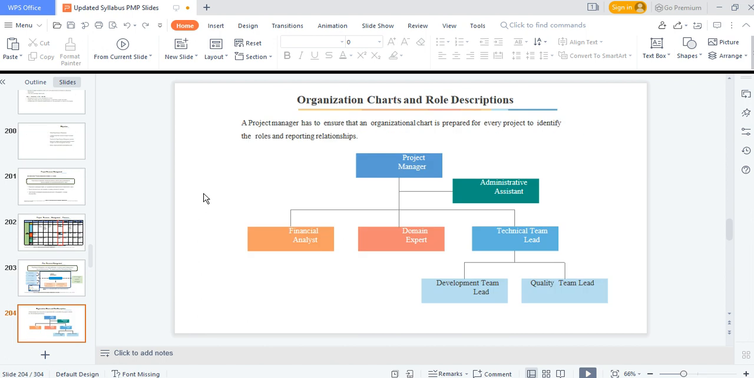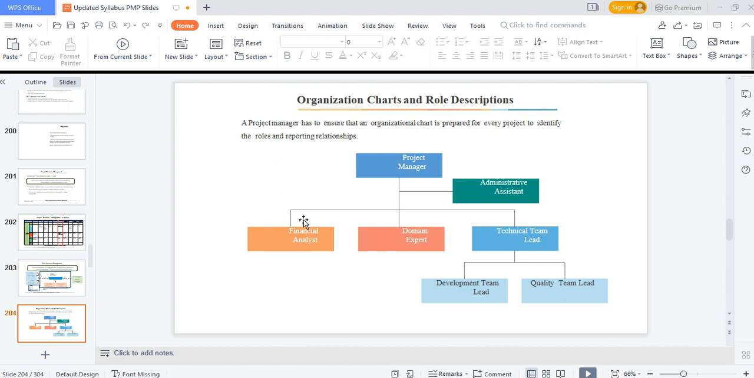Okay, now you see, this is what we call an organogram. So a project manager has to ensure that an organizational chart is prepared for every project to identify the roles and reporting relationship, or reporting structure. Now, you see the project manager, you see the administrative assistant. Then of course you have financial analyst, domain expert, technical team.